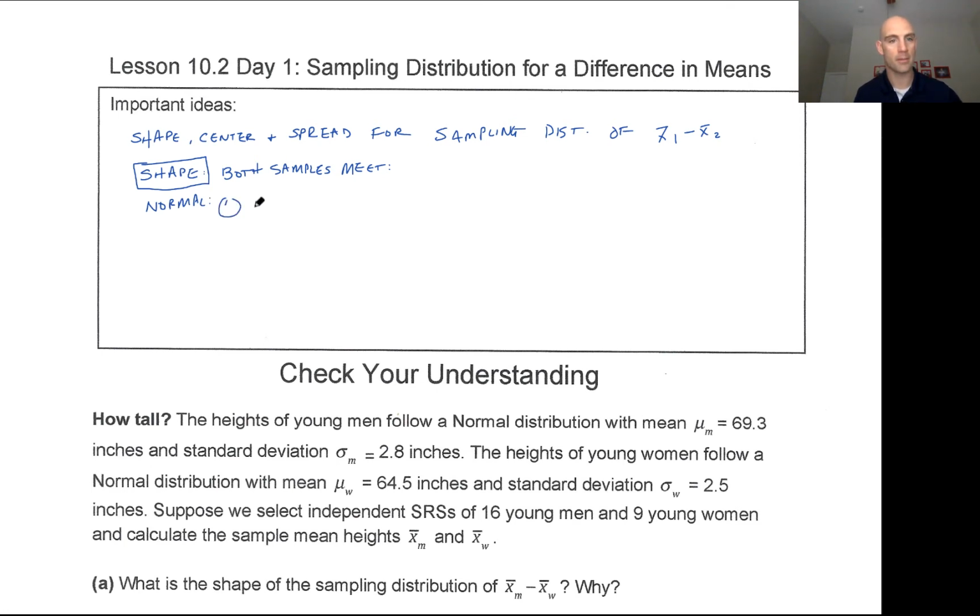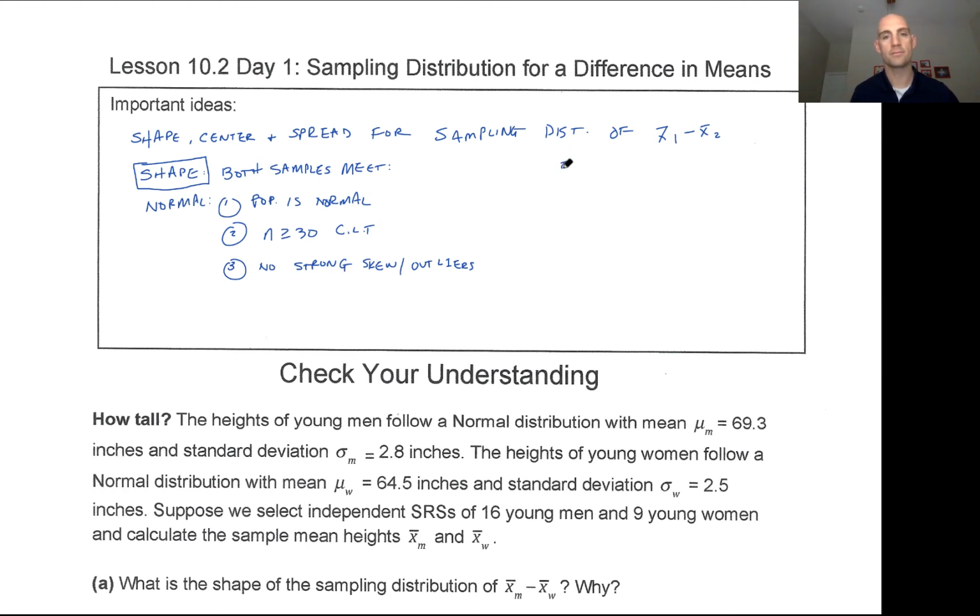So first of all, the population could be normal. Or your n could be greater than or equal to 30, and we could use the central limit theorem. Remember, n greater than 30, we're talking about means here, so the central limit theorem can be applied. Or we could have no strong skew or outliers. Okay, no strong skew or outliers.